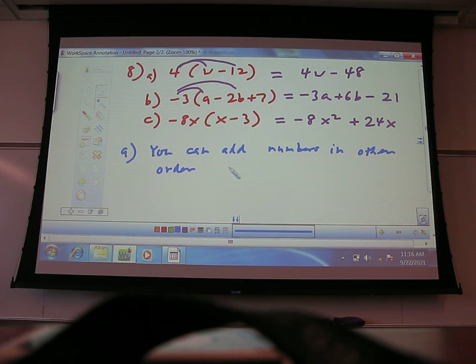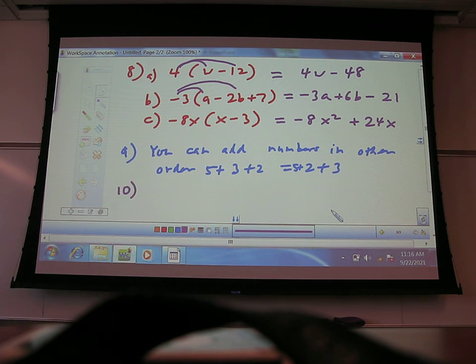Right, so for example 3 plus 2 is the same thing as 2 plus 3, right? And if you have several things like 5 plus 3 plus 2, you can do any order you want. You can do 5 plus 2 plus 3. Doesn't matter, you can move some of them around. Right? Thank you.